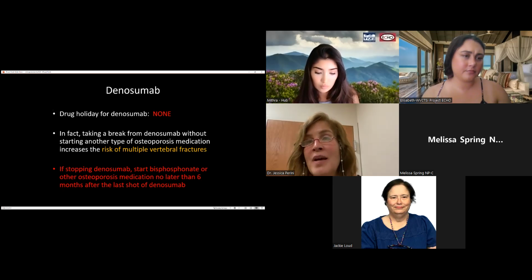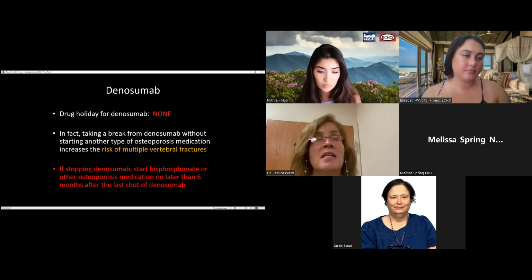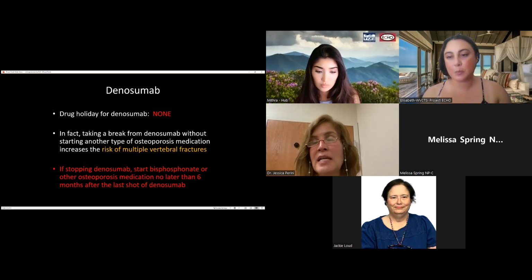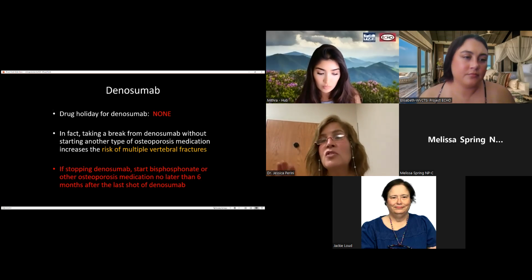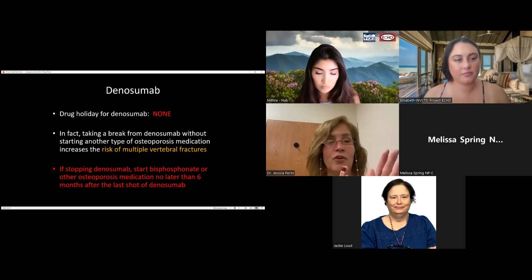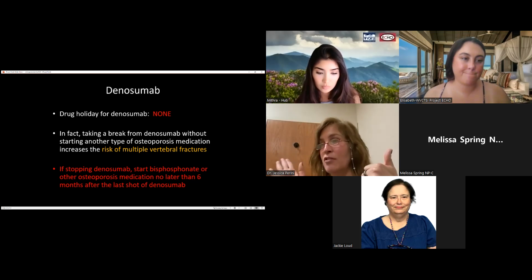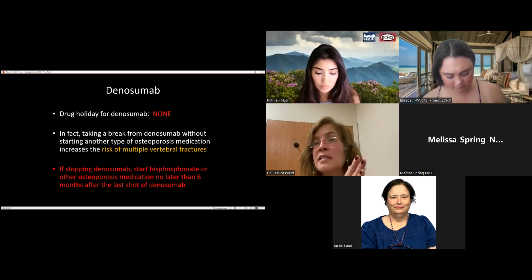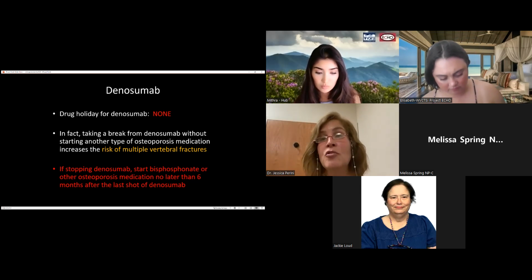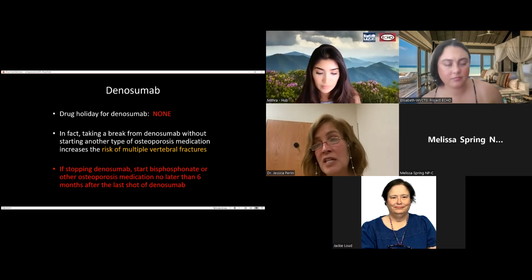Now, drug holidays for Denosumab, completely different than for the bisphosphonates. For Denosumab, we actually recommend not doing any drug holiday, to the point that if somebody at their 6 months from the last injection is due for their next one and they don't get it, we harass them. They need to get their next shot, okay? Because taking a break from Denosumab without starting a different type of osteoporosis medicine is a problem. After your last Denosumab injection, when your 6 months is ready for your next shot, start your Alendronate. Fine, absolutely fine, but you need something, because what they have found in the last 3 or 4 years is that suddenly stopping Denosumab actually has a temporary, significant increase in the risk of multiple vertebral fractures.